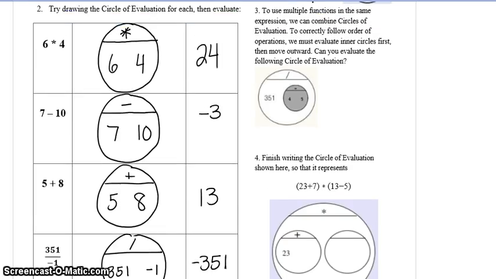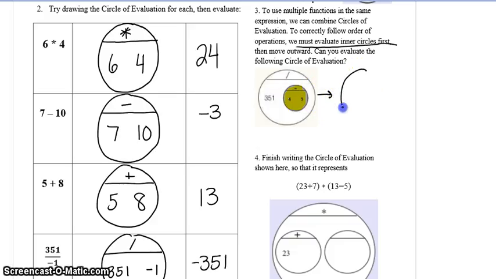Let's take a look at number 3. It says to use multiple functions in the same expression, we can combine circles of evaluation. To correctly follow order of operations, we must evaluate inner circles first, then move outward. Can you evaluate the following circle of evaluation? So the first thing I want to point out is that this inner circle here, this 4 minus 5 circle of evaluation, must be evaluated first.